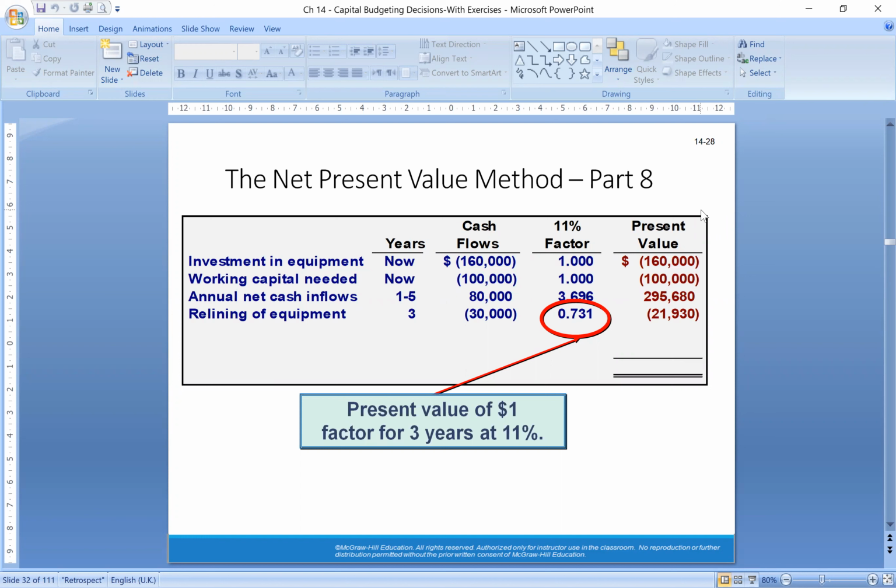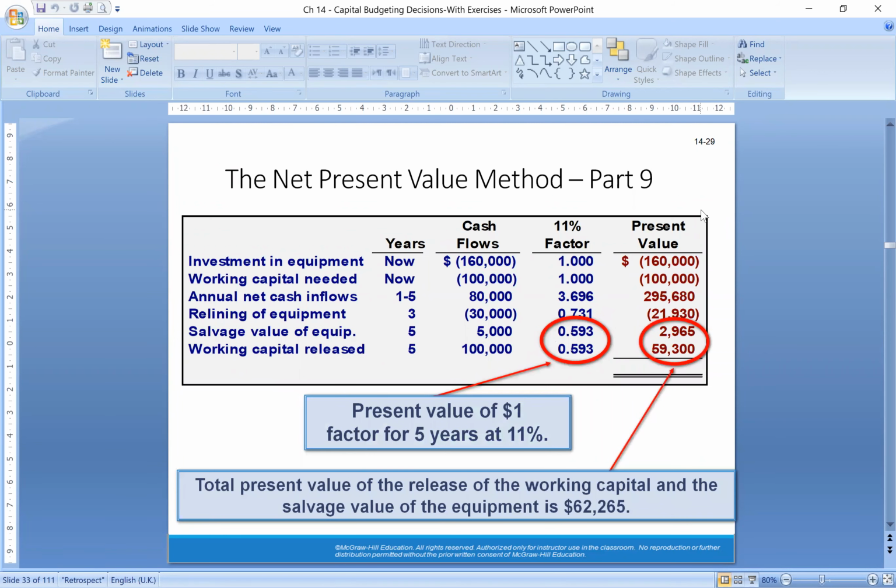First table means the present value of the amount today. In year 3, we need to pay 30,000. Pay means between brackets, cash outflows. We need to pay 30,000 in year 3, multiplied by a factor that comes from table 1. So the present value of 30,000 to be paid in year 3 is equal to 21,930 today. Any question for this?